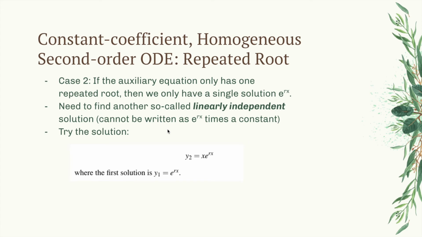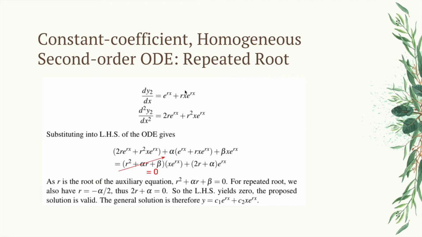The second case has one repeated root, and hence we only get one solution, e to rx, using the method. We need another solution which is linearly independent, such that it is not a constant multiple of e to rx. One potential educated guess is x e to rx.